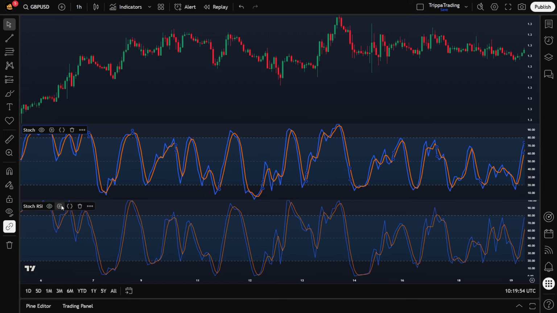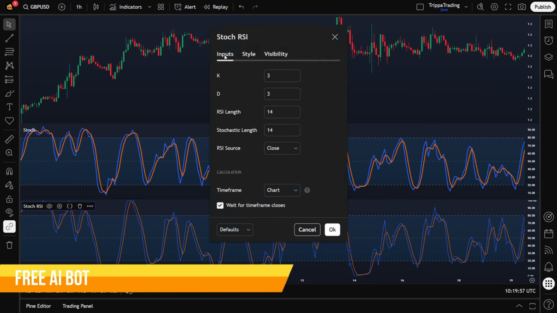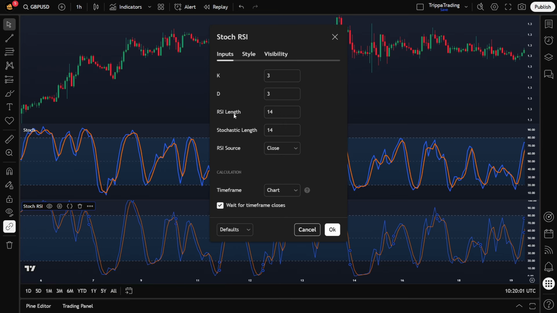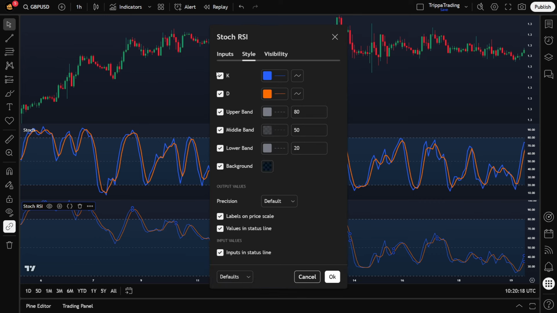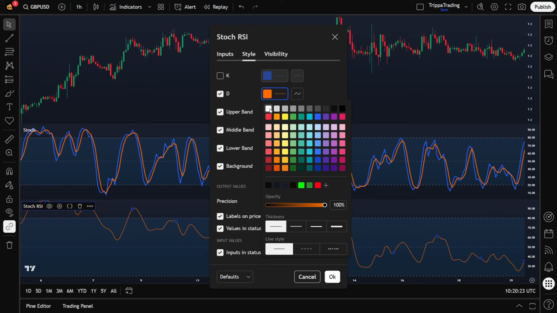Next, open the Stochastic RSI settings. On the Inputs tab, leave %K, %D, and RSI length at 3, 3, and 14. For the stochastic length, set it to 134. This longer length smooths the Stochastic RSI and turns it into a slow trend filter instead of a fast, noisy oscillator. Then go to the Style tab, turn off the %K line, keep only the %D line, change it to white, and make it thicker.